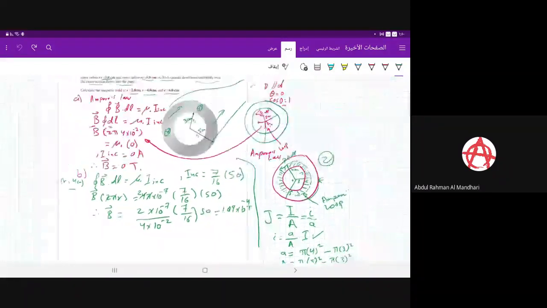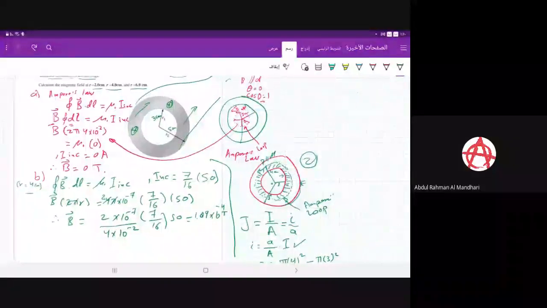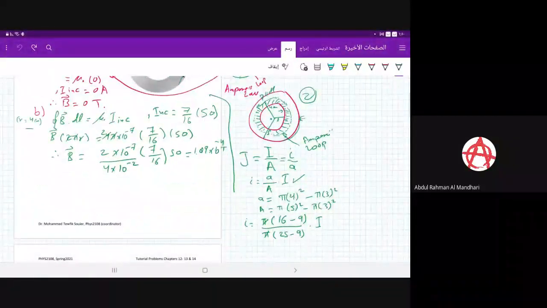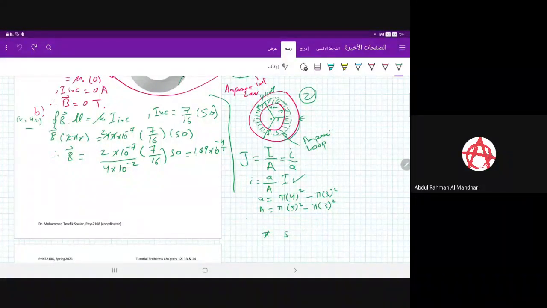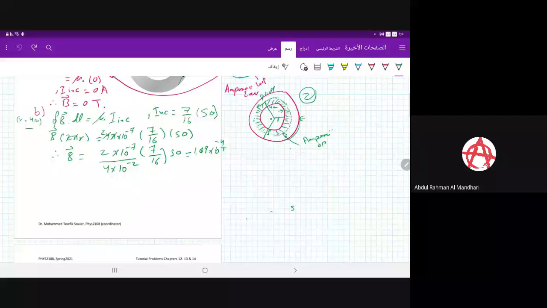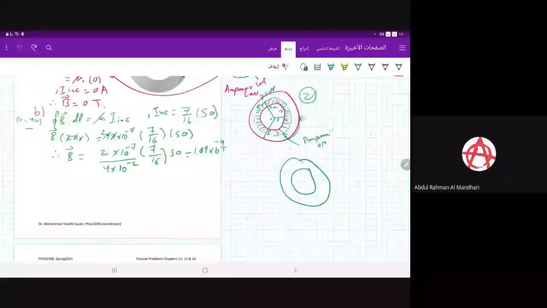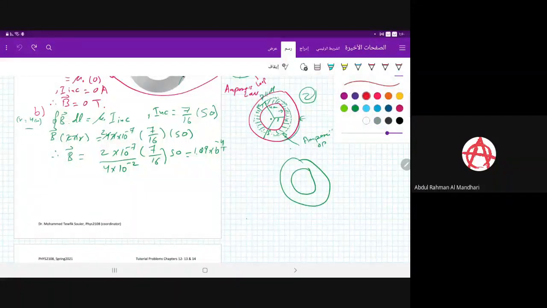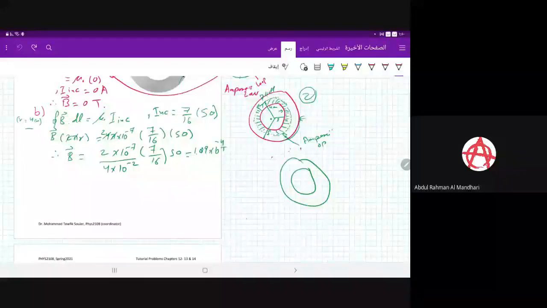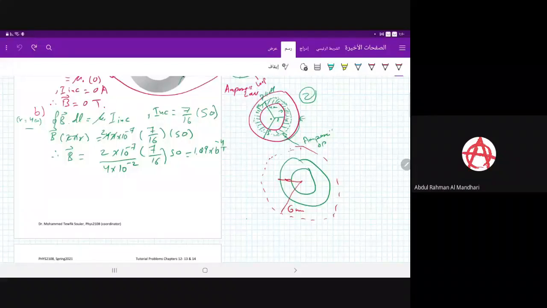Part C now, we should look for R beyond that, which is 6 centimeters. So we have the third situation. Let's take these out now. Now we have to look at the third situation. First let's draw it. So now we are looking for the Amperian loop which is outside here. So our Amperian loop will be outside the conductor here, because now this is the origin. So this is 6 centimeters. We know that this is 5 and this is 3.